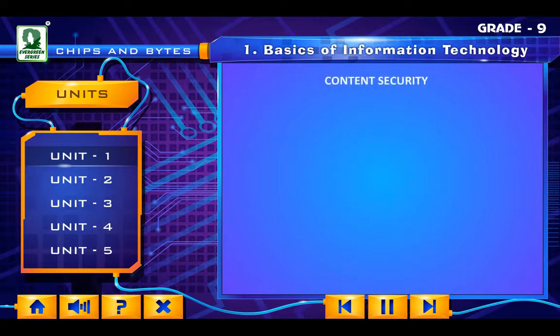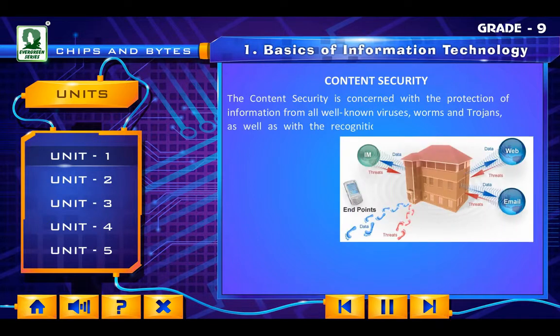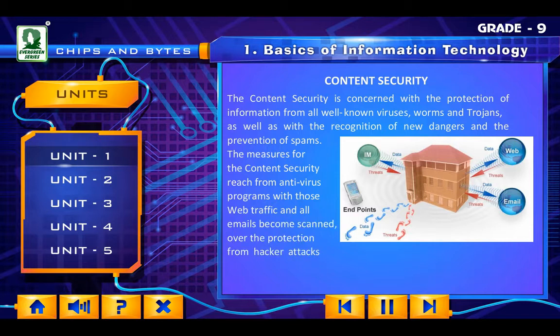Content security. Content security is concerned with the protection of information from all well-known viruses, worms, and trojans, as well as with the recognition of new dangers and the prevention of spams. The measures for content security reach from antivirus programs, with which web traffic and all emails become scanned, over the protection from hacker attacks up to anti-spam filters, web filters and device control solutions.